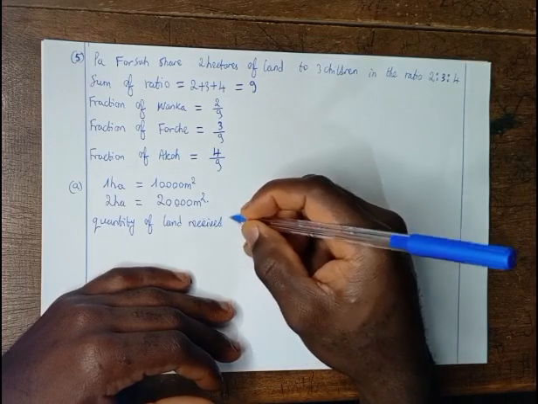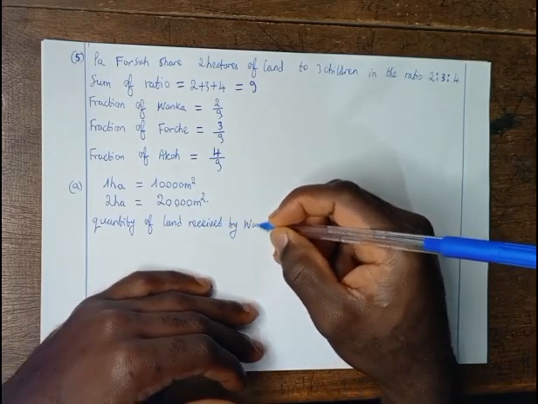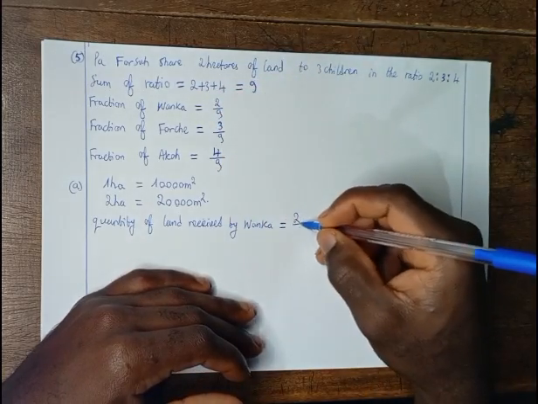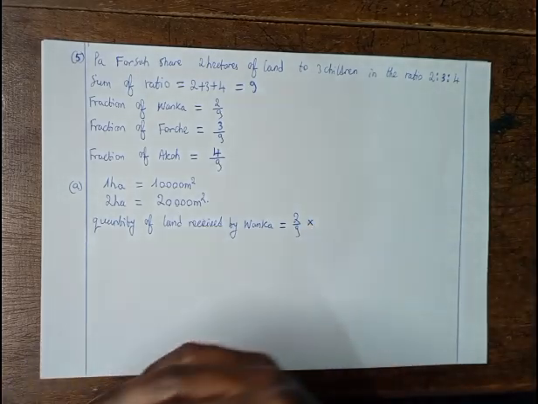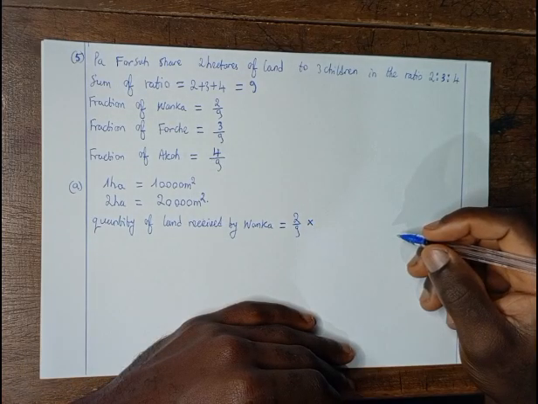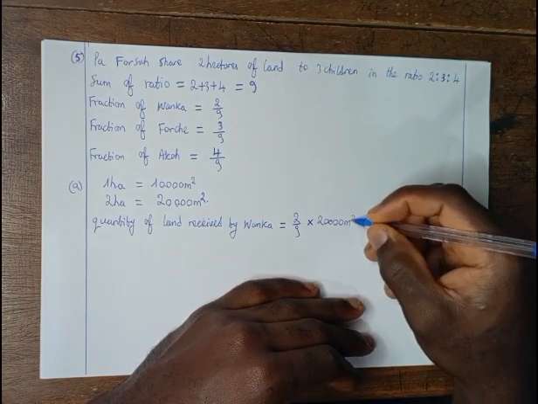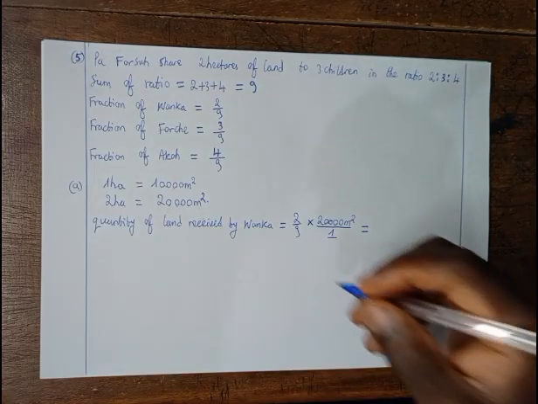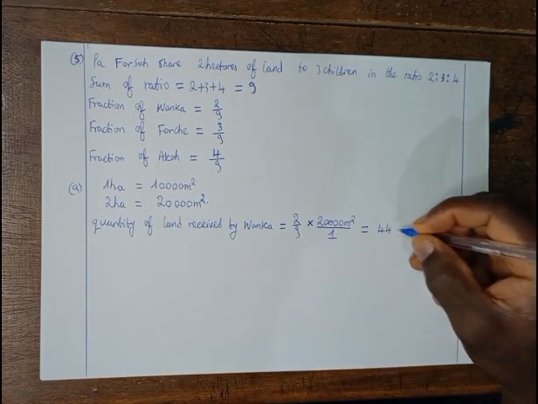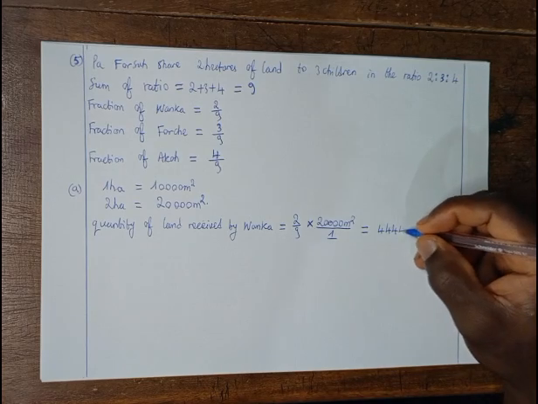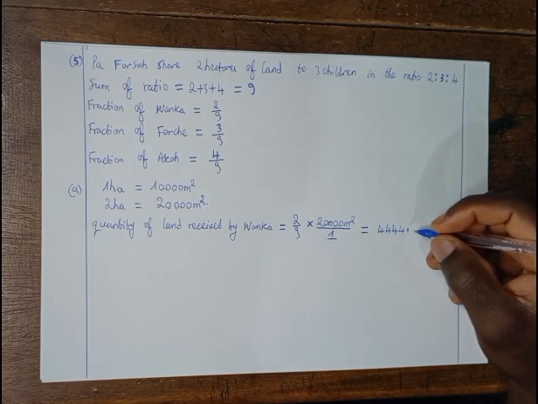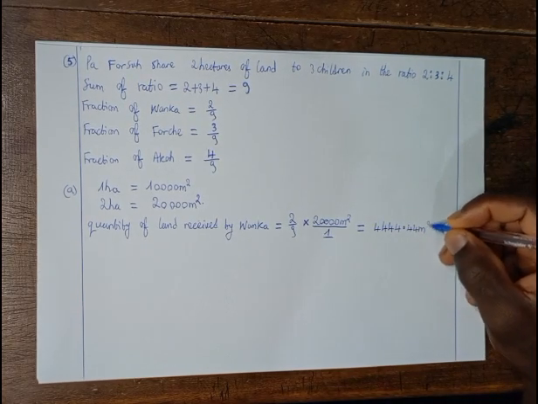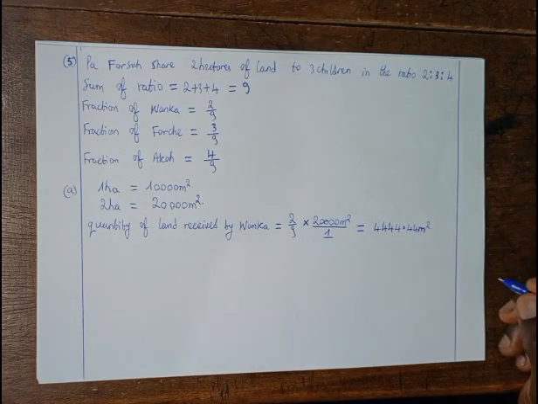The first person, quantity of land received by Wanka. It will simply be equal to, we are going to take its own fraction, which is 2 over 9. Then we multiply it by the total area of land, 20,000 meters squared over 1. This will simply give us 4,444.44, to two decimal places, meters squared. So this is the portion of land received by Wanka.